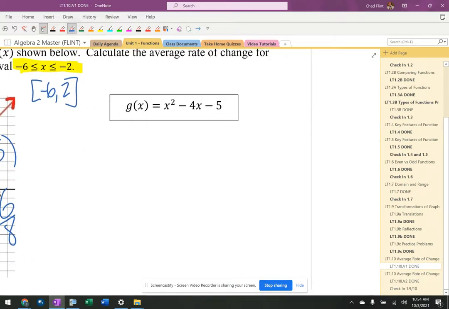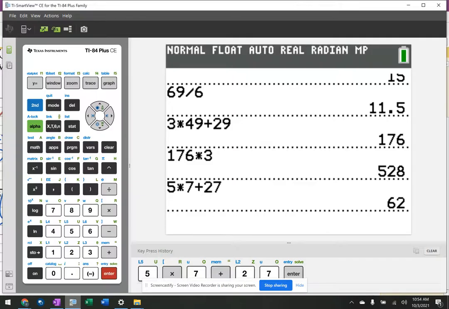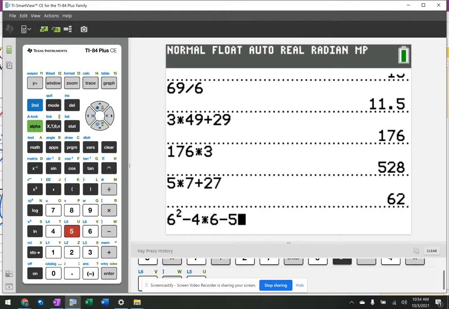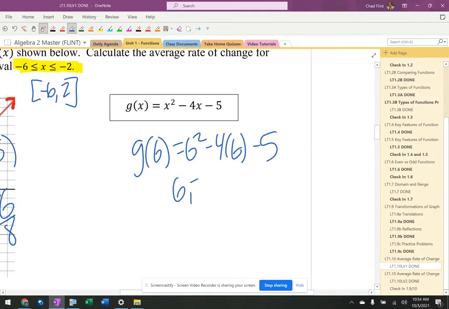Over here, we're going to have to plug these in. So g of -6 equals -6 squared minus 4 times -6 minus 5. I'm going to put that right in the calculator. -6 squared minus 4 times... Oh, sorry, that's not right. Make sure you put it in parentheses here. Let's try that again.